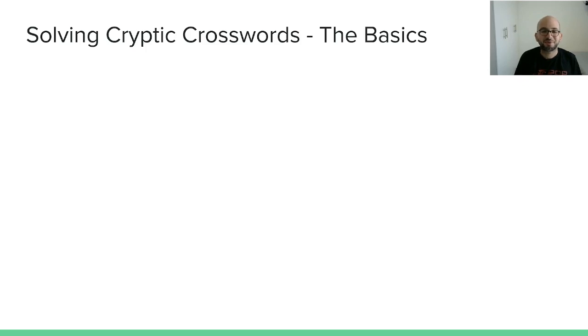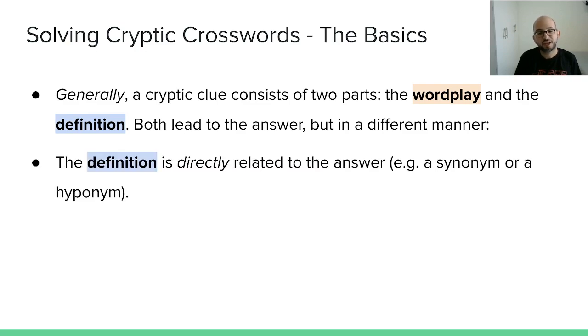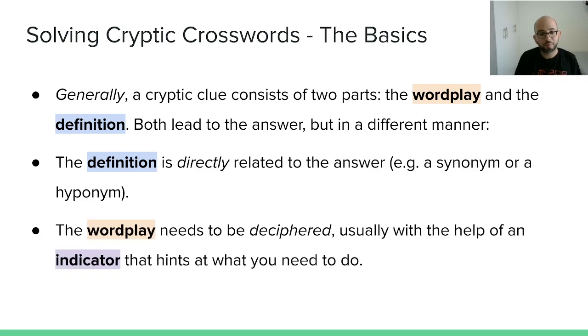Well, the vast majority of cryptic clues adhere to the following basic principles. Generally, a cryptic clue consists of 2 parts, the wordplay and the definition. Both lead to the answer, but in a different manner. The definition is directly related to the answer. It could be a synonym or a hyponym. The wordplay needs to be deciphered, usually with the help of an indicator that hints at what you need to do.